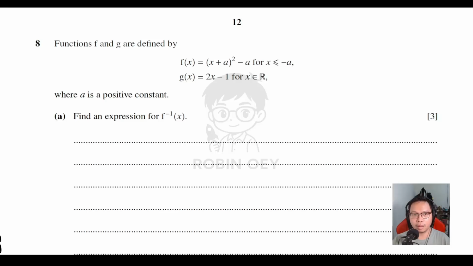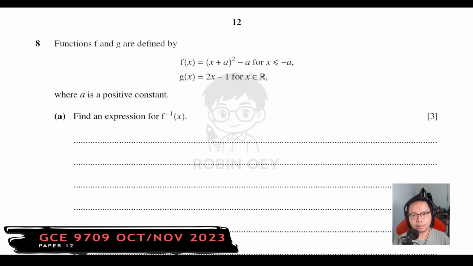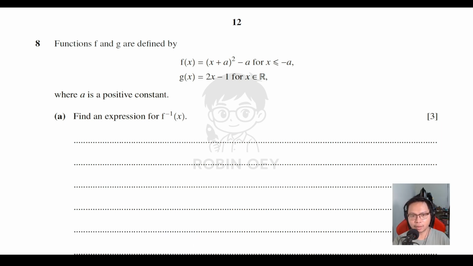Okay, number 8. The functions f and g are defined by f of x equals x plus a squared minus a for x less than or equal to negative a, and g of x equals 2x minus 1 for x an element of the real numbers, where a is a positive constant. Find the expression of the inverse of f of x. So y equals x plus a squared minus a. So we just flip the x and y.